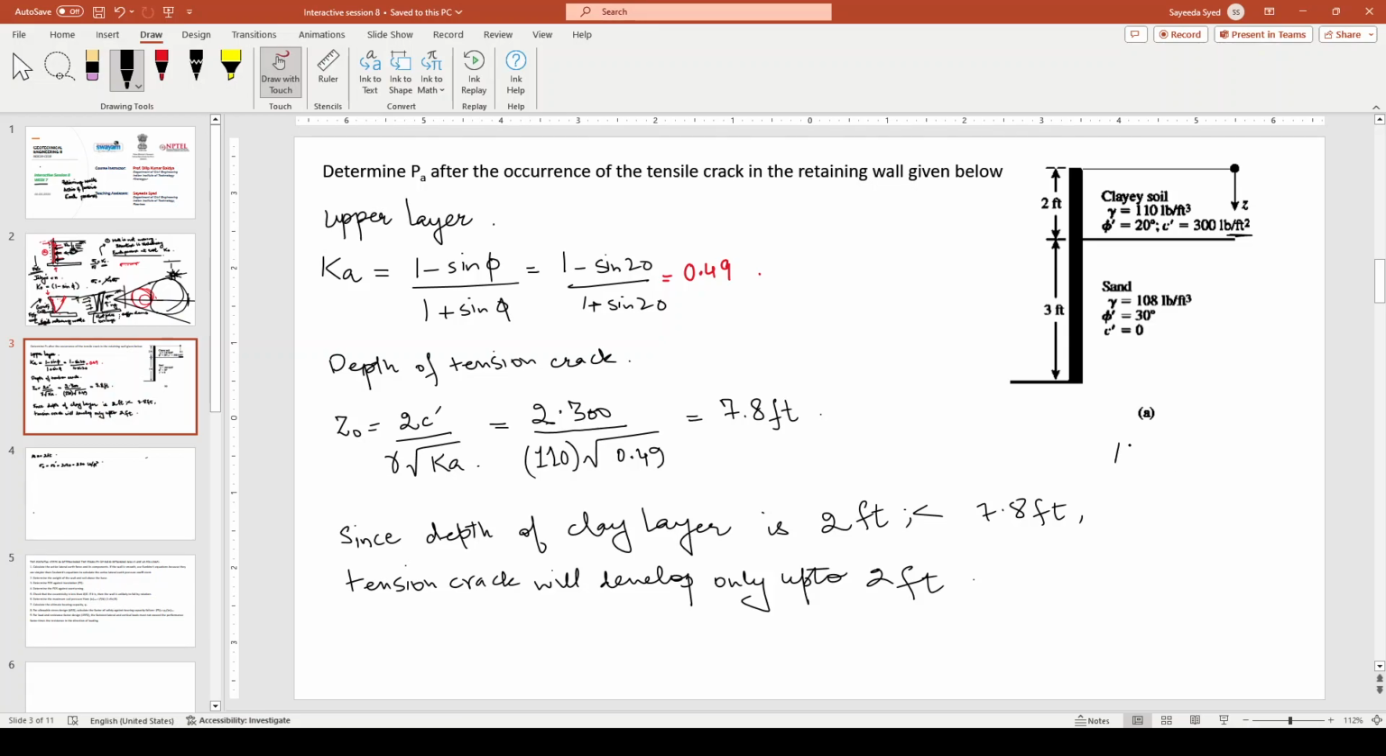Why does tension crack develop? You see, in cohesionless soils, you have a proper K. You remember? Cohesionless soils, cohesive soils.